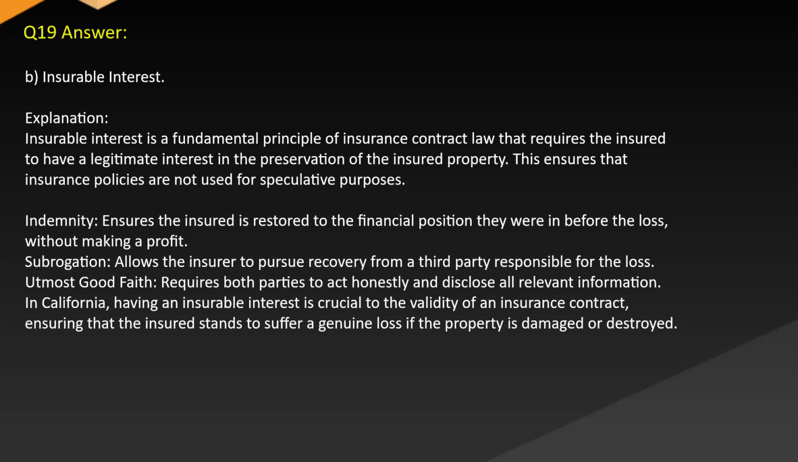Indemnity ensures the insured is restored to the financial position they were in before the loss without making a profit. Subrogation allows the insurer to pursue recovery from a third party responsible for the loss. Utmost good faith requires both parties to act honestly and disclose all relevant information. In California, having an insurable interest is crucial to the validity of an insurance contract, ensuring that the insured stands to suffer a genuine loss if the property is damaged or destroyed.